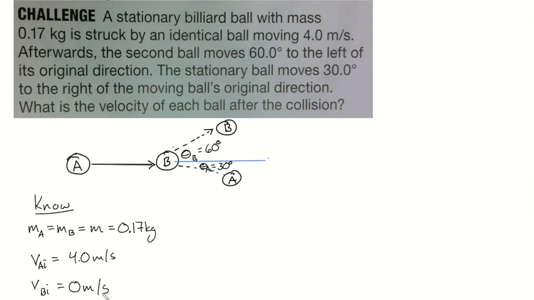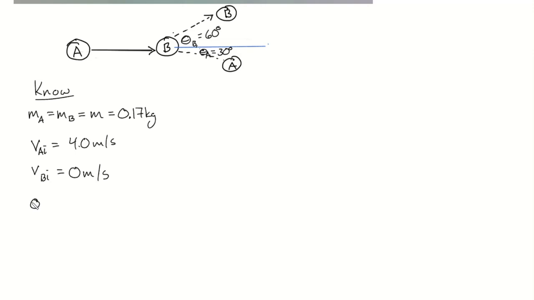Any other information given here? Hey, I know the angles. So we have theta A was 60 degrees. And then I'm going to make a mistake, and I want you guys to tell me what is that mistake. And it's already happened. It just happened.